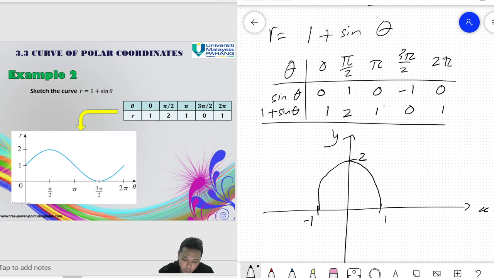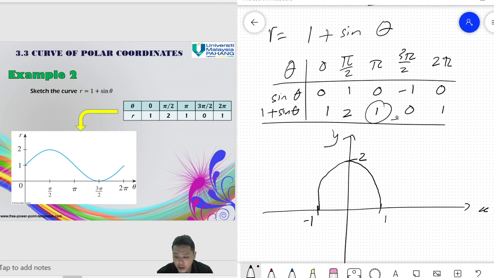Although it shows here 1, remember this is a polar coordinate. R represents the distance between the point and the origin. So although if we put it in the Cartesian coordinate xy, it will be negative 1, the distance is still 1. It does not violate that.